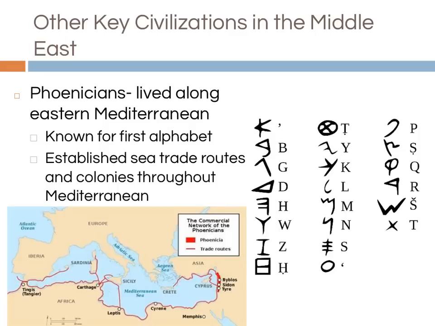The second thing you need to know about them is that they established sea trade routes and colonies throughout the Mediterranean. So they're really knowledgeable on sailing, and so you can see their trade routes outlined on the map and the different cities where they established colonies.